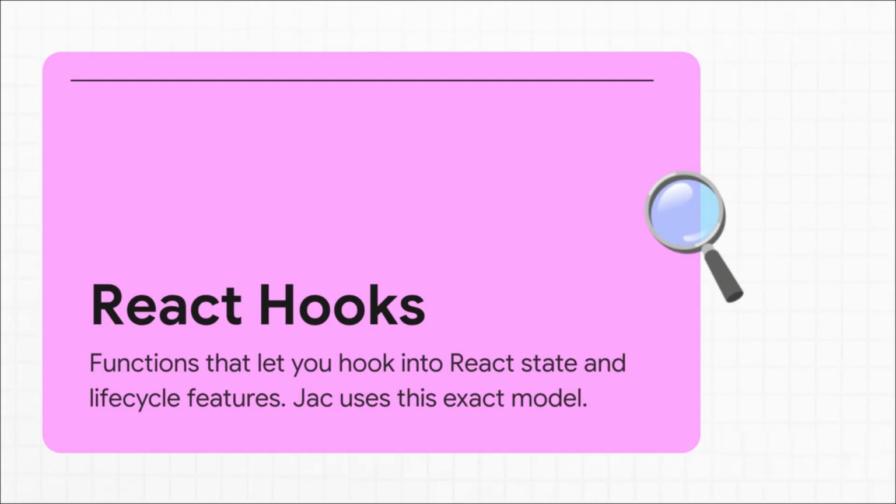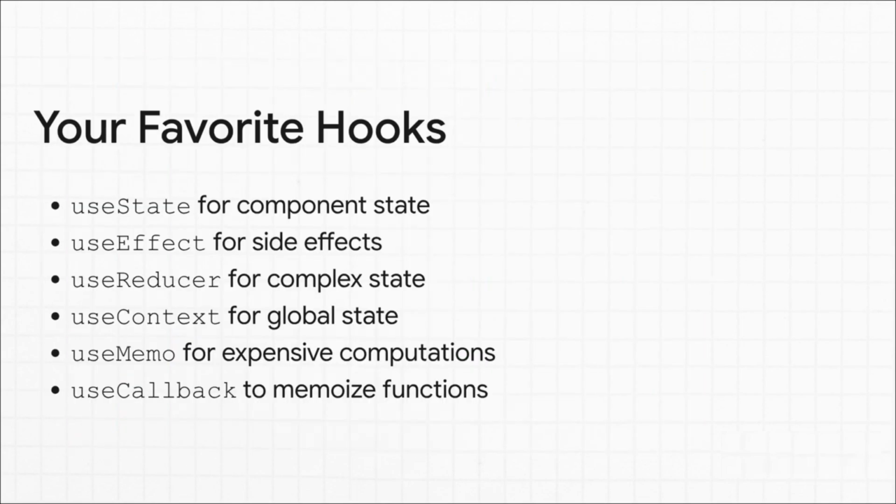So you know how modern React is all about hooks, right? They're how we hook into state and other features in our components. Well, Jac doesn't just borrow this idea or get inspired by it. It fully adopts the React hooks model. It's the one and only way to handle state on the client side. And we're not talking about some watered-down, inspired-by version either. All the heavy hitters you rely on every single day are here. useState, useEffect, useContext, and even the really important optimization hooks like useMemo and useCallback.